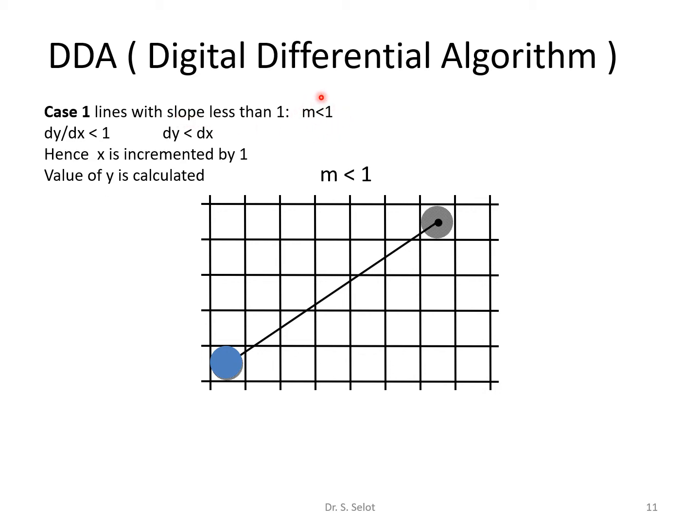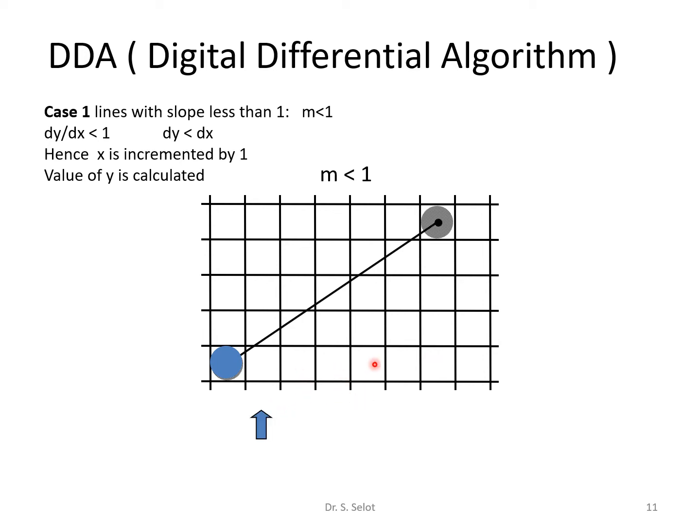When the value of m is less than 1, it means dy by dx is less than 1. That means dy is less than dx. We know that this value is dy and this value is dx. So when dy is less and dx is more, as we have to scan convert the line, we'll increment the value of x by 1 and perform the calculation on y value. Because for such lines where slope is less than 1, we get a higher span of x and a smaller span of y. So we increment the value of x by 1 and perform a calculation on y.